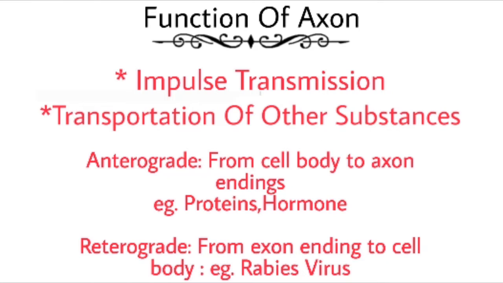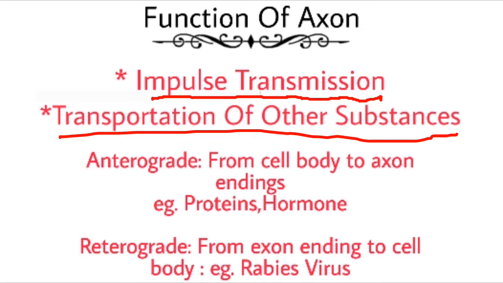Now, functions of axons. तो मेन फंक्शंस क्या है एक्सॉन्स का? मेन फंक्शन इज इम्पल्स ट्रांसमिशन. इम्पल्सेस का ट्रांसमिशन उनका मेन फंक्शन है. ट्रांसपोर्टेशन ऑफ अदर सब्सटेंसेस एज वेल. न्यूरॉन्स सिर्फ इम्पल्सेस को ट्रांसमिट नहीं करते, there are many other substances which they transmit, and these are proteins, hormones. There are some viruses as well.